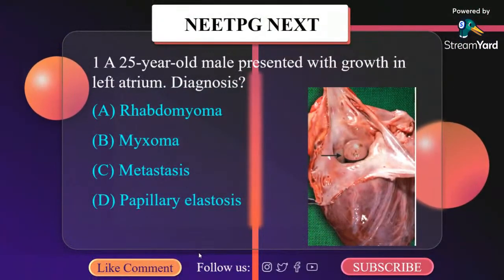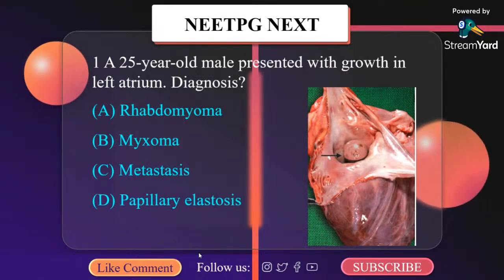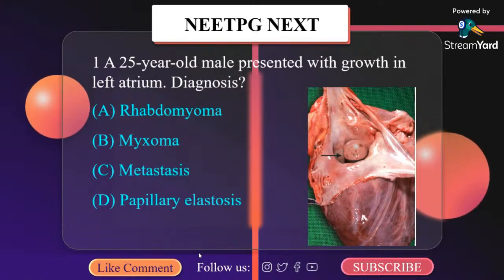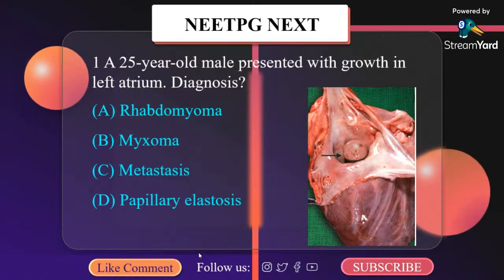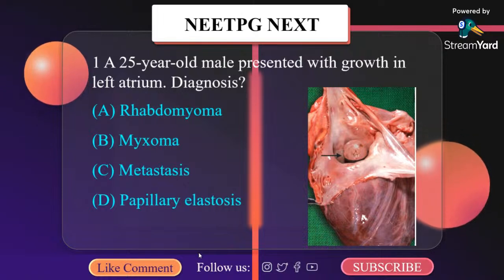A 25-year-old male presented with a growth in the left atrium. Look at the image very carefully, photograph very carefully. The diagnosis: four options are given. A. Rhabdomyoma, B. Myxoma, C. Metastasis, D. Papillary elastosis.